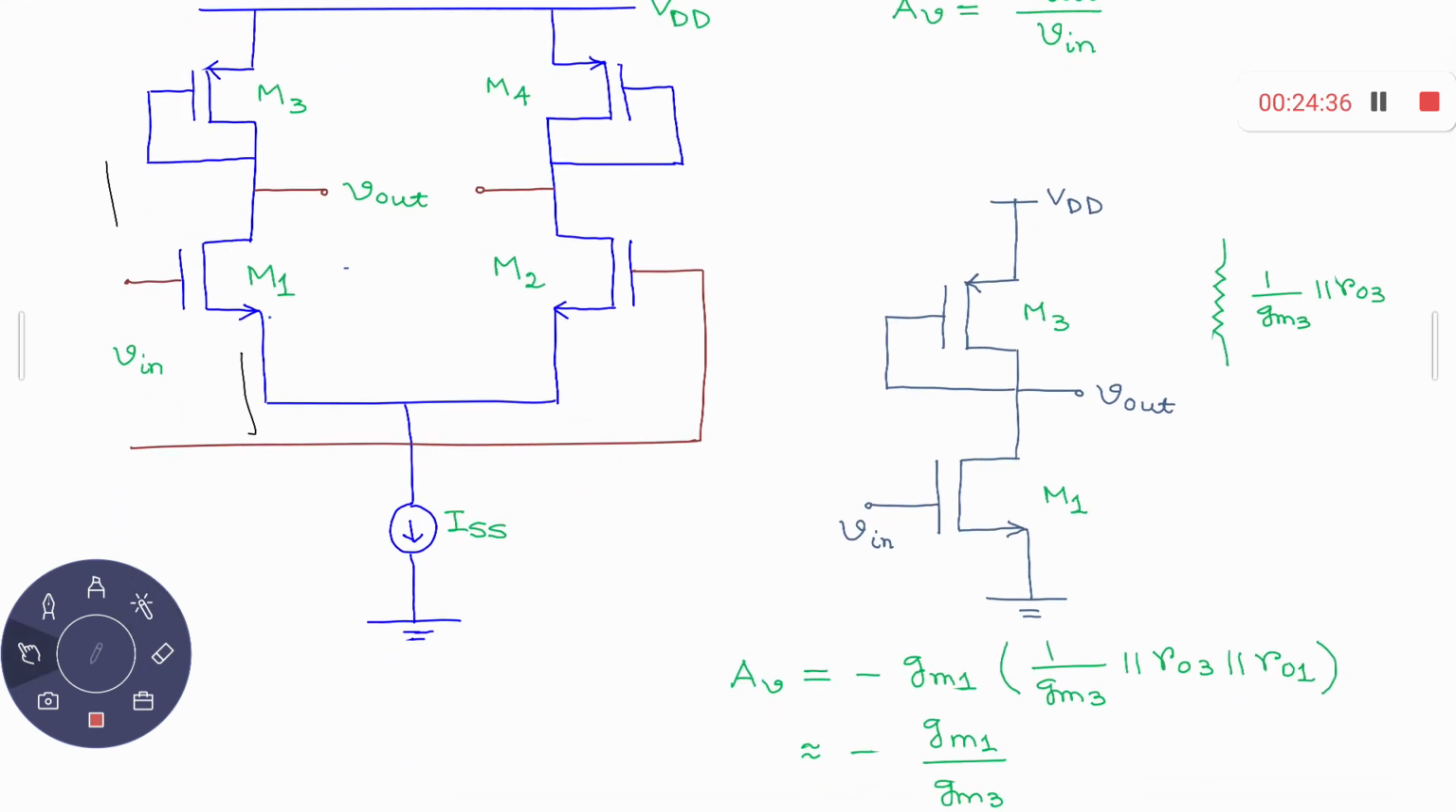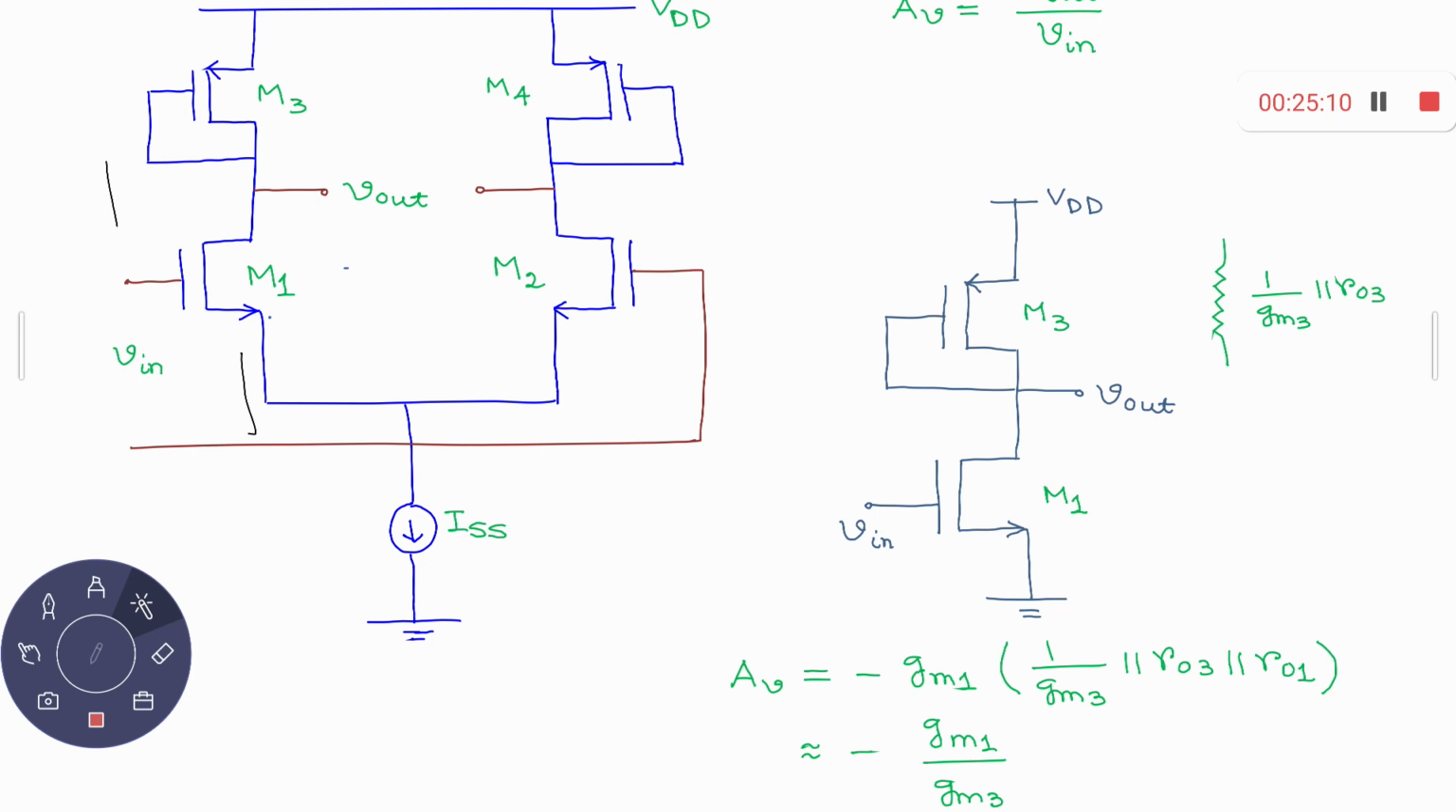Av is equal to minus gm1 multiplied with 1 upon gm3 parallel ro3, and obviously you have to consider this ro1 of this particular MOS. So 1 upon gm3 parallel ro3 parallel ro1, because these are the three resistances which are connected between this drain terminal to AC ground. So ro1 from drain to source for this M1 amplifying device, and 1 upon gm3 parallel ro3 for this particular device M3. Typically, this 1 upon gm3 will dominate in this parallel combination. So ultimately, this is almost equal to minus gm1 upon gm3.